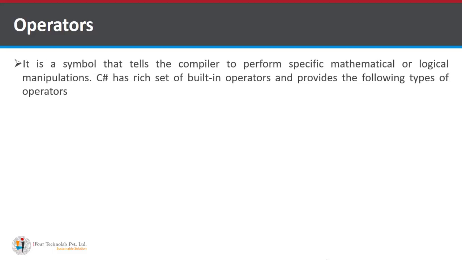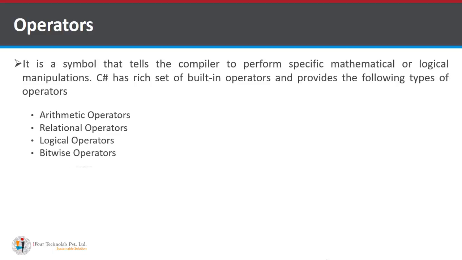An operator is a symbol that tells the compiler to perform a specific mathematical or logical manipulation. C# has a rich set of built-in operators and provides the following types of operators: arithmetic operators, relational operators, logical operators, bitwise operators, assignment operators, and miscellaneous operators.